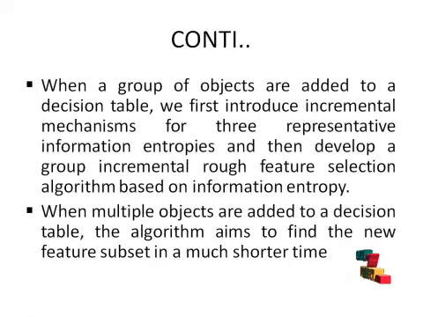When a group of objects is added to the decision table, we first introduce a group incremental mechanism for the representative information entropies and then develop a group incremental feature selection algorithm based on information entropy. When a group of objects is added to the decision table, the algorithm aims to find the new feature subsets in much shorter time. For example, if data is generated one by one, the incremental mechanism is effective, but if 1000 data are generated at a time, the incremental mechanism is ineffective. In this case, the group incremental mechanism is effective.